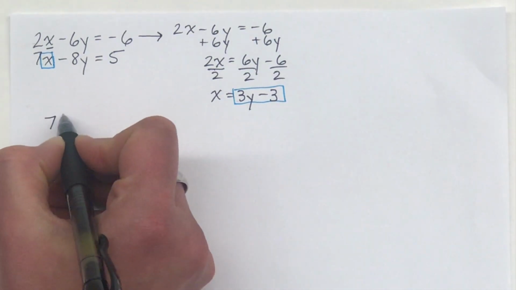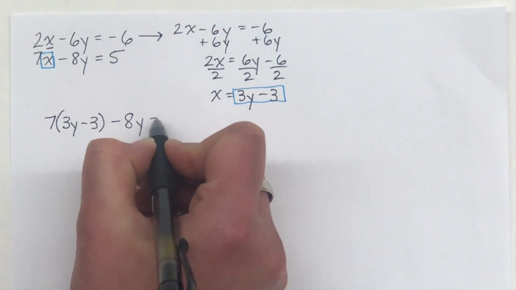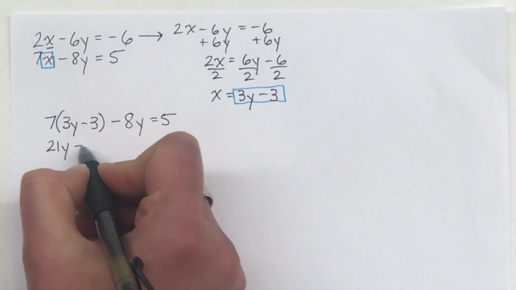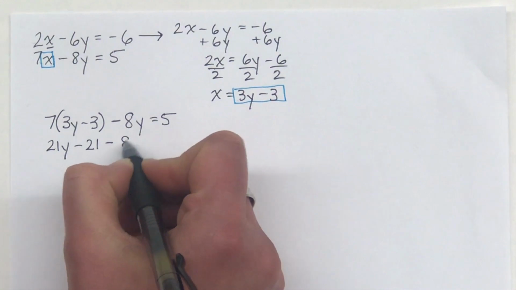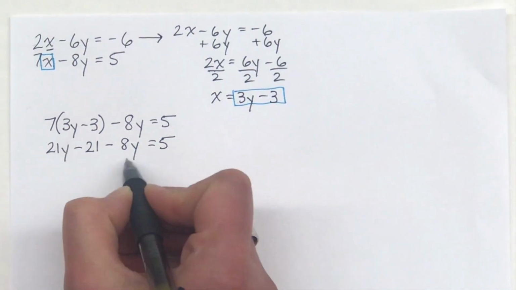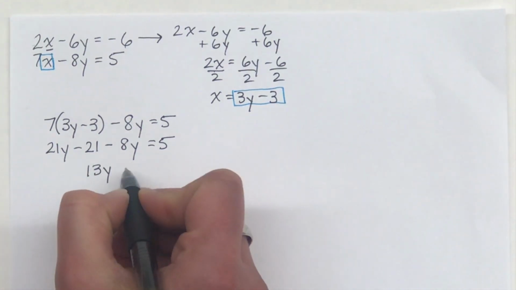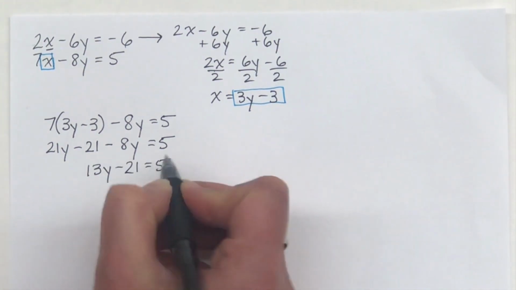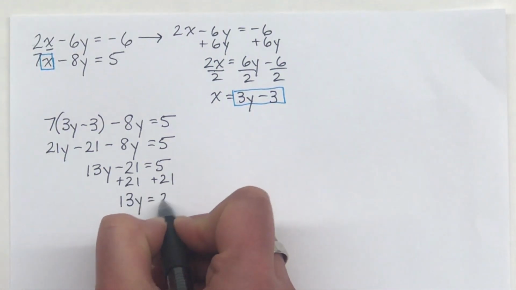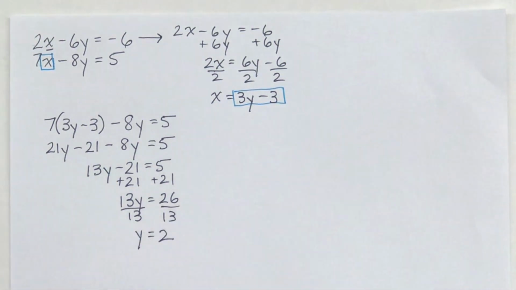So when I rewrite the bottom equation, instead of writing x, I'm going to write its equivalent expression. So now I have 7 times 3y minus 3 minus 8y is equal to 5. Do the distribution, you get 21y minus 21 minus 8y is equal to 5. When you combine your like terms of 21y and negative 8y, you are left with 13y minus 21 is equal to 5. Add 21 to both sides. You have 13y is equal to 26. Divide both sides by 13, and y is equal to 2.